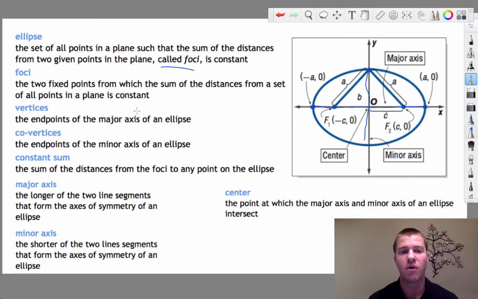And we call the endpoints of that major axis the vertices, where we call the endpoints of the minor axis the covertices. So there's two vertices and two covertices. The constant sum, we'll get to that in a little bit, is the sum of the distances from the foci to any point on the ellipse. We talked about the major axis and minor axis, and the center is just like the center in a circle. Okay, so let's get on to the next one.